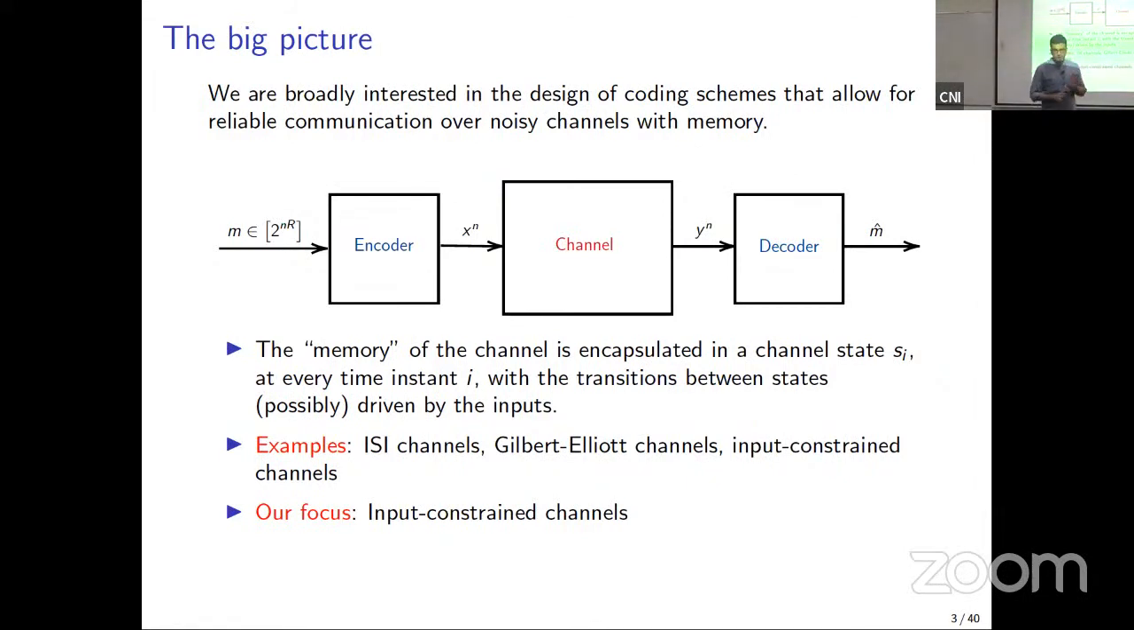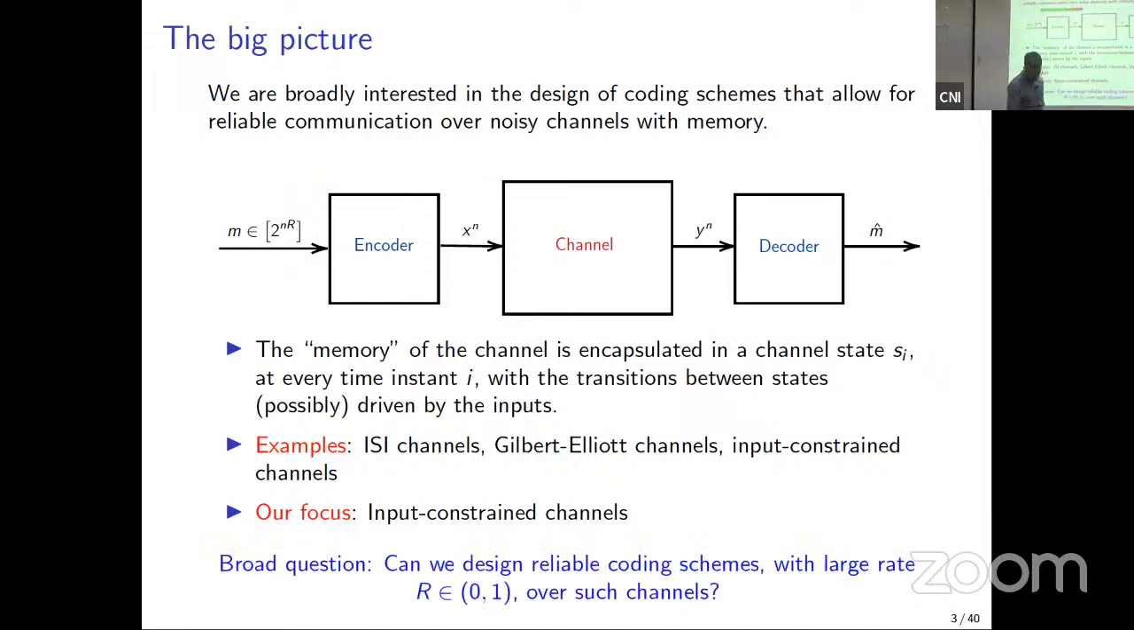So yeah, we were speaking about the kinds of channels that we'll be discussing in this talk. This is the channel with memory, as I pointed out. And examples of such channels include intersymbol interference or ISI channel models, Gilbert-Elliott channels, input constrained channels, and so on. For the purposes of this talk, we will restrict our attention to input constrained channels. What are these channels, and what are the sorts of input constraints that we'll be dealing with?